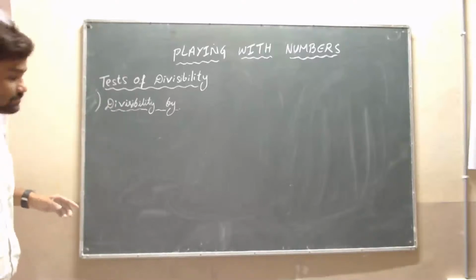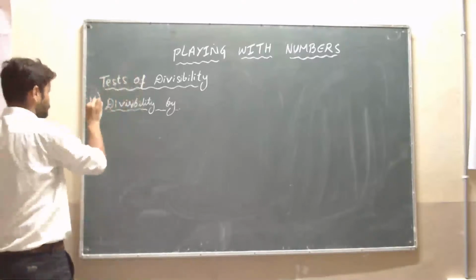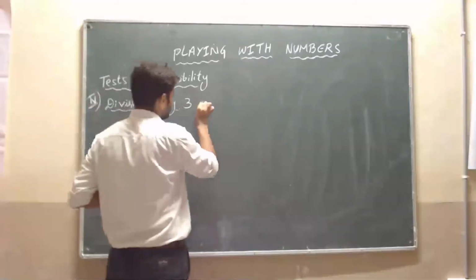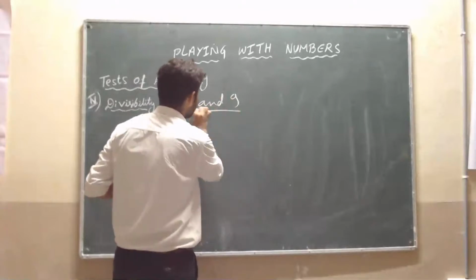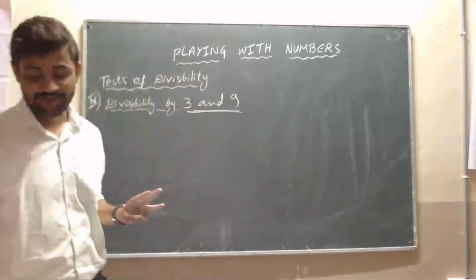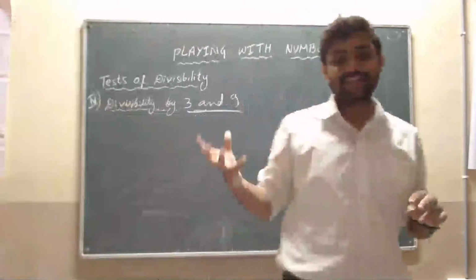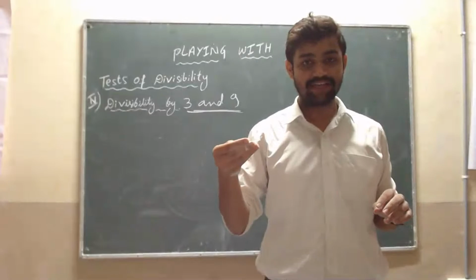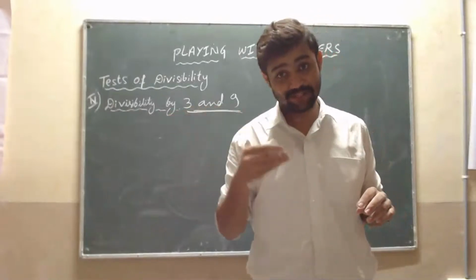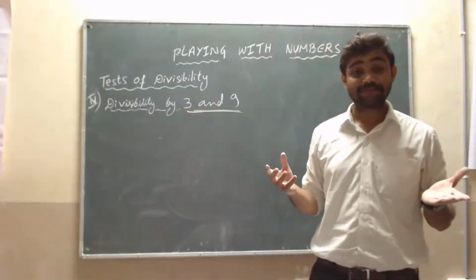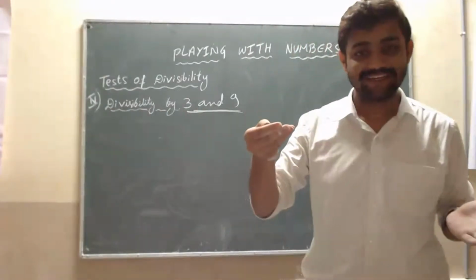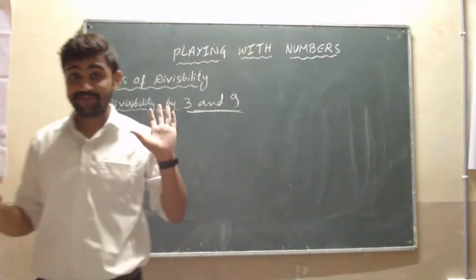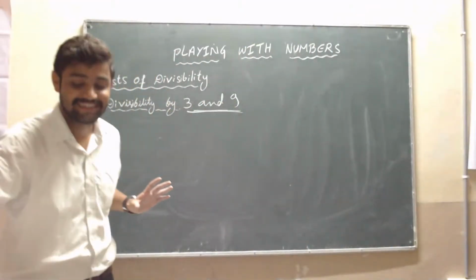Then the fourth one, that is divisibility by 3 and 9. This is somewhat different. Divisibility by 10 is checked only by observing the ones place. Then divisibility by 5 is also by observing only the ones place. Then divisibility by 2 is also by observing only the units place. This one is somewhat different, but very easy, isn't it?